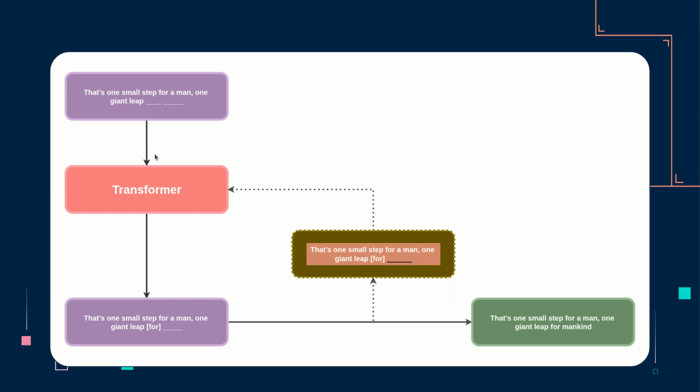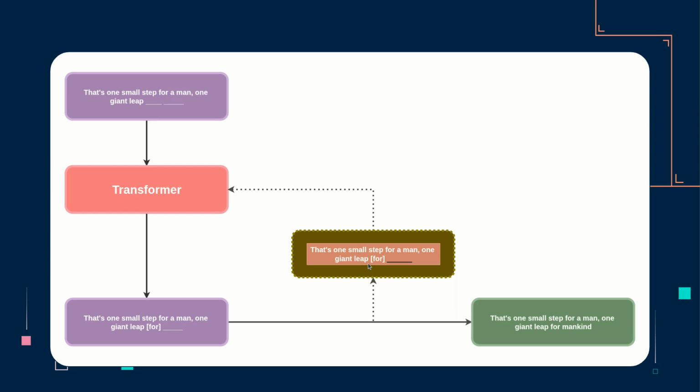Okay, so we've set this information and it goes into our Transformer LLM. Our Transformer LLM predicts the next likely word by considering all the previous words that came before it. That's how it works. Then this newly generated text along with all the previous ones, that's one small step for man, one giant leap for, goes in as our new input to the LLM, and the LLM predicts the next word by taking all the previous words into account.